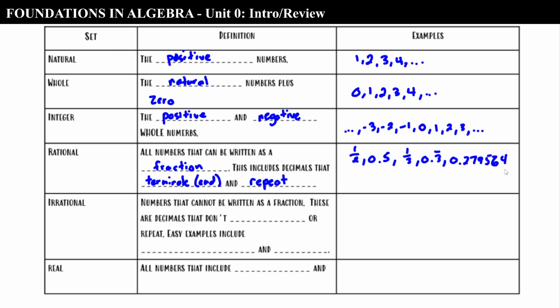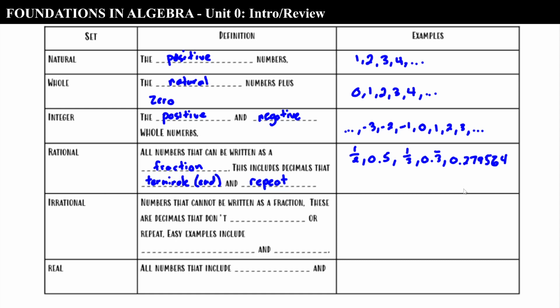rational numbers. That last decimal I just wrote is a rational number because this can be written as a fraction. This can be written as 279,564 over a million. Okay, we can write it as a fraction, so therefore it is a rational number.